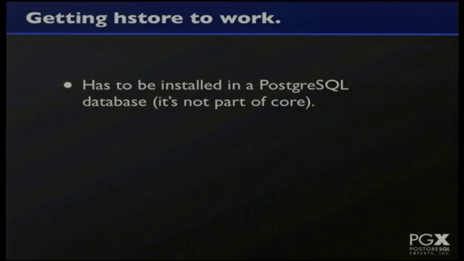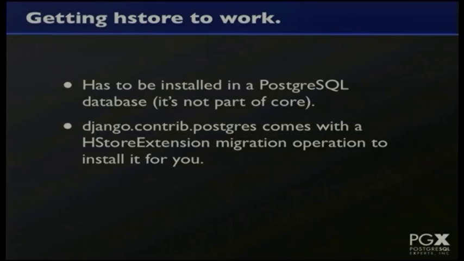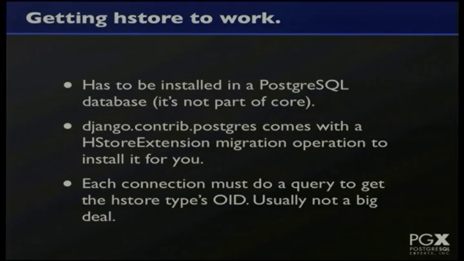You have to install it in the Postgres database. It's not part of core. If you're on Amazon RDS, it's installed for you. It's not hard to install. On Debian, the standard community Debian packages include contrib, and it's a CreateExtension operation. contrib.postgres comes with an hstore extension migration operation to install it for you. So you create an empty migration, drop that extension into it, you're done.